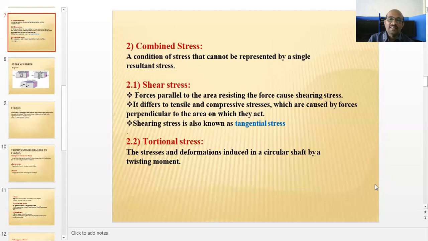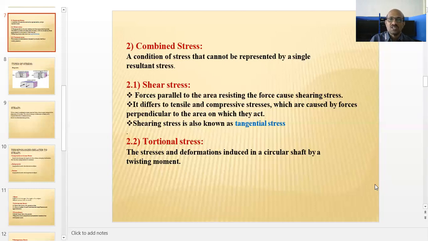Here the stresses deform solid circular shafts. Suppose you take the propeller shaft in our vehicles. That propeller shaft is subjected to torsional stress. It rotates through an angle and is subjected to this stress. This stress is called torsional shear stress.